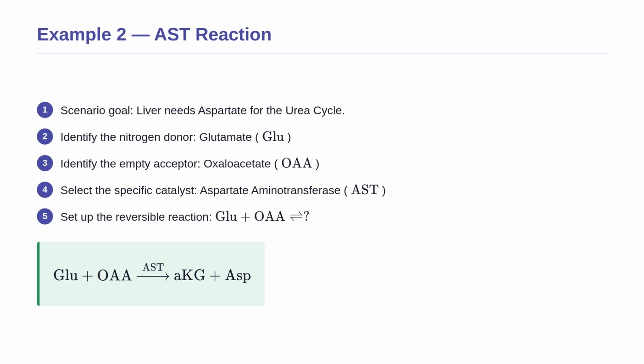We set up the equation with GLU and OAA on the left. Glutamate gives away its amino group, reverting to alpha-ketoglutarate. Oxaloacetate receives the nitrogen, instantly converting into our target, aspartate. Our final answer shows the newly formed aspartate, which can now directly enter the urea cycle to safely flush nitrogen from the body.